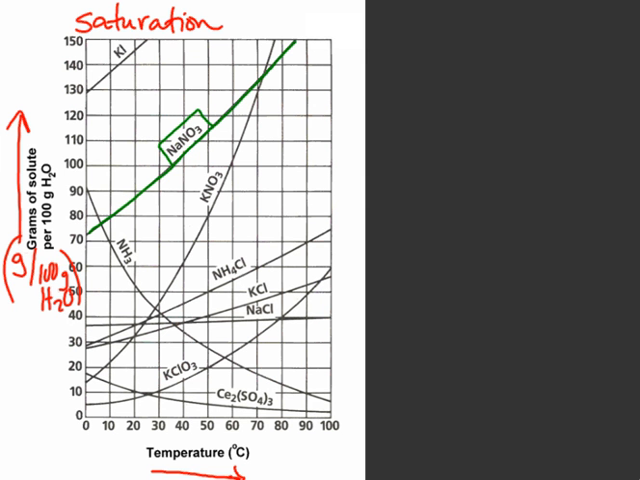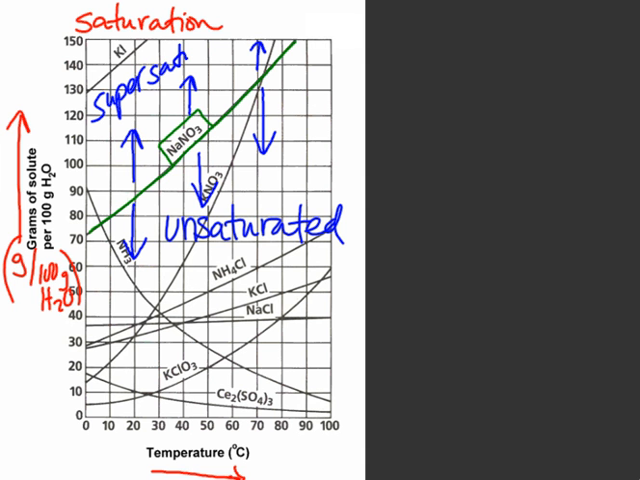Anything that is below this line, at any point of the line, we would call unsaturated. Anything that is above the line, we would call supersaturated. And lastly, anything that is right on the line is saturated. I do have some space over here in black, and hopefully that shows when we do the problems.